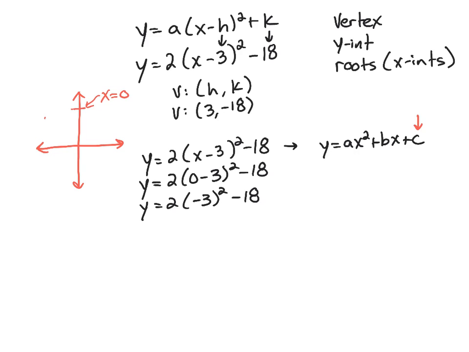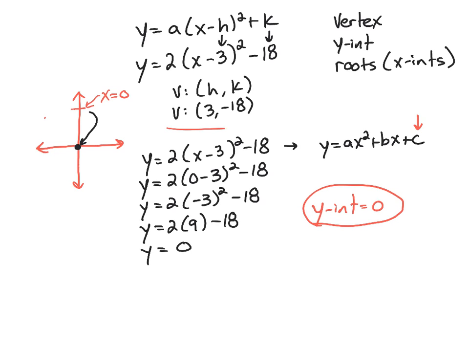Negative 3 squared is positive 9, so y is equal to 2 times 9 minus 18. 2 times 9 is 18. 18 minus 18 is 0. So really, my y-intercept is at the point (0, 0). Okay, so that gives me my y-intercept. So let's write it over here. The y-intercept is equal to 0.